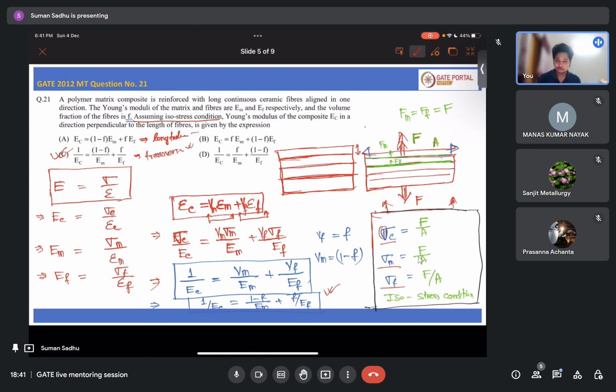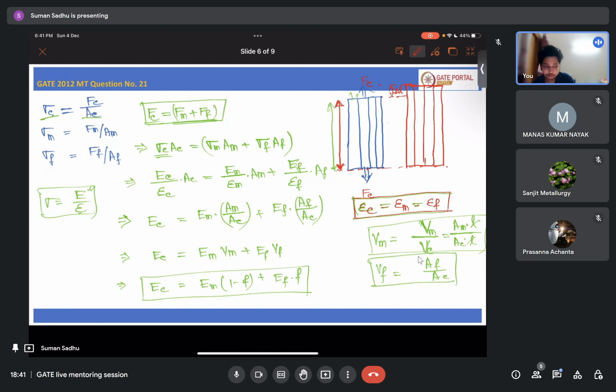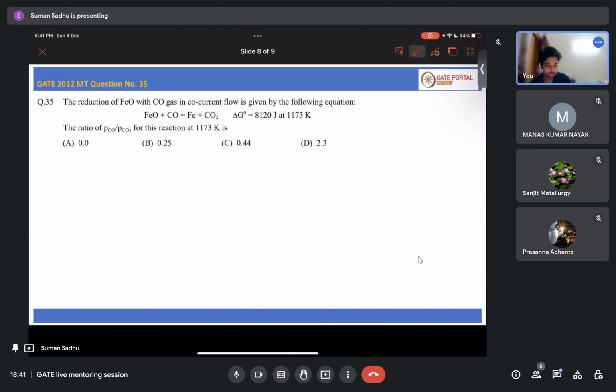Understood? So in which loading condition will your composite have a higher elastic modulus? Sir, in the isostrain condition. Yeah, that means in the longitudinal direction, right? Okay, then I'm moving to the next question.